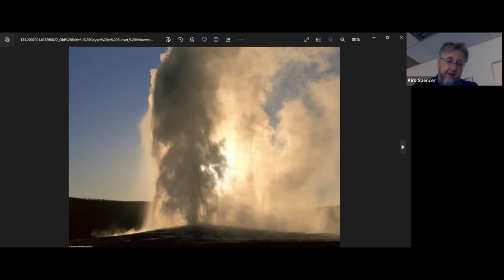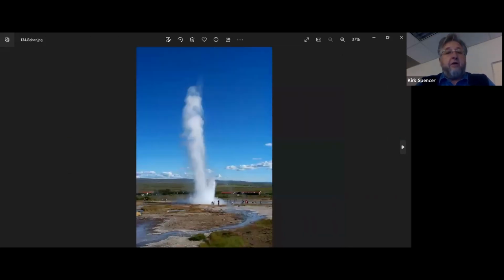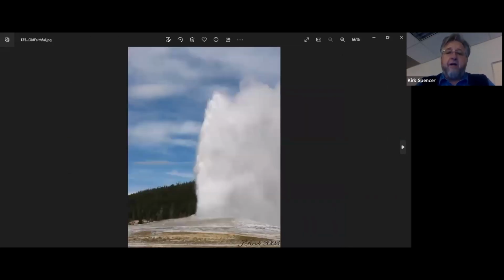The flow of heat into the water and the flow of water into the chamber was so regular that they could actually time to the minute when it would erupt. And it was like every 90 minutes that you would have an eruption. I think it erupts on a slower scale now because they've been pumping water out of the aquifer there for the lodge. It's still faithful, but it's a little bit slower than it used to be. Anyway, this is the Old Faithful at its peak eruption.